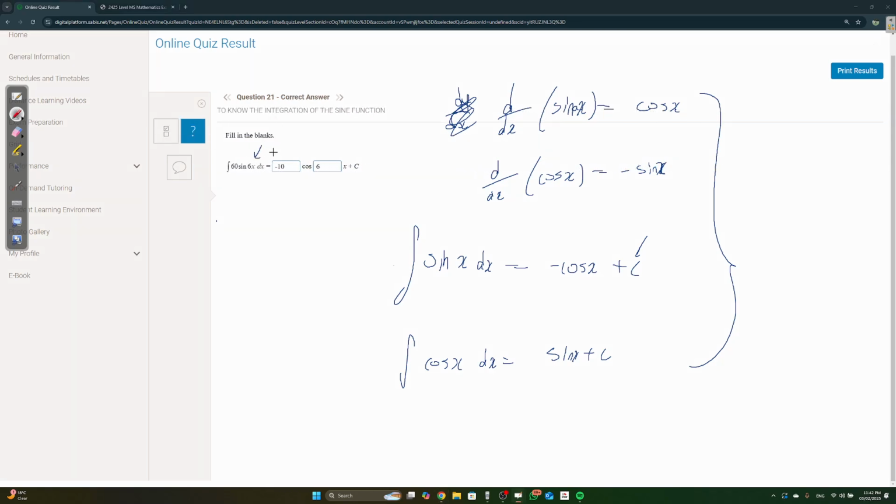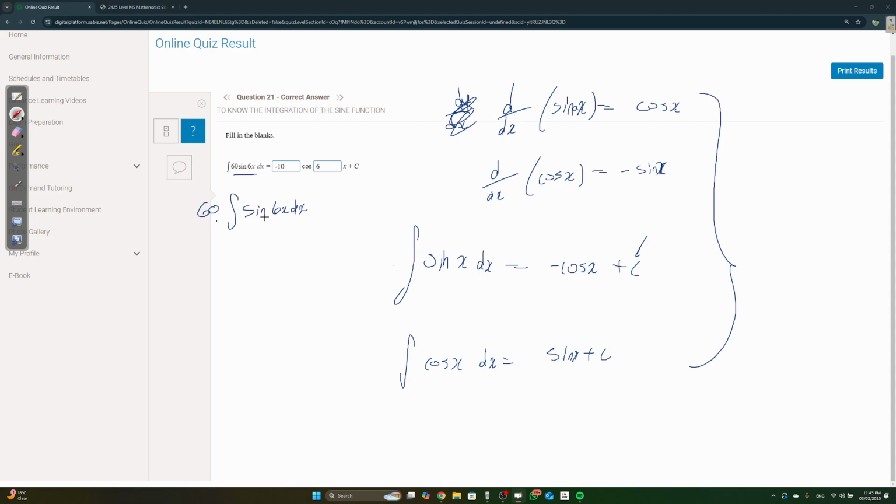Question 21. Integral 60 sine 6x dx. I told you for deriving, you take the constant to the side. Same thing with integrals. If you have a value other than x inside, I told you, you have to use chain rule. Same thing with the integral. 60 sine 6x is the same as 60 times the integral of sine 6x, right?